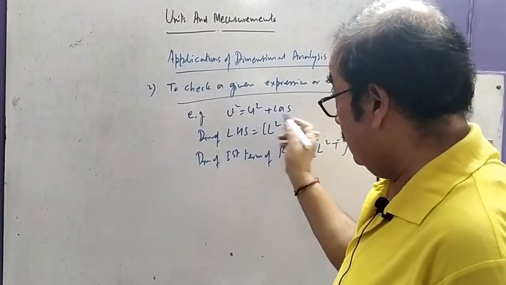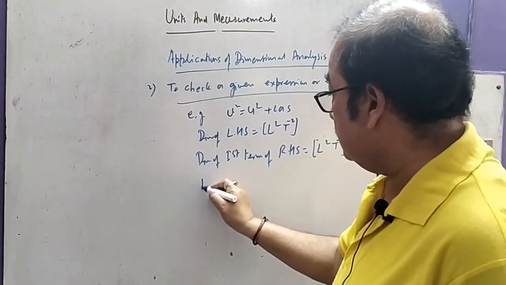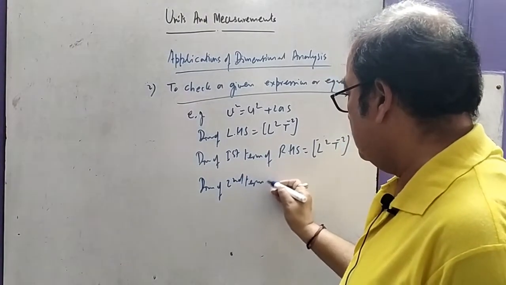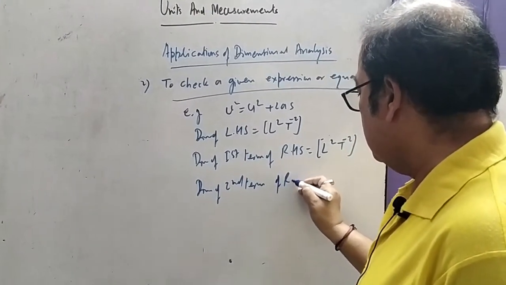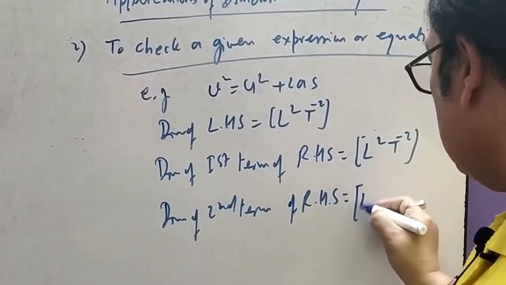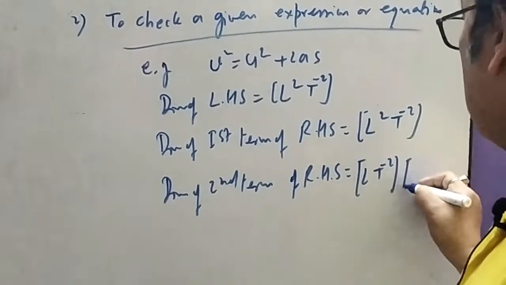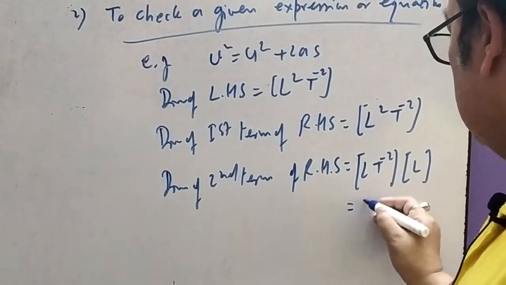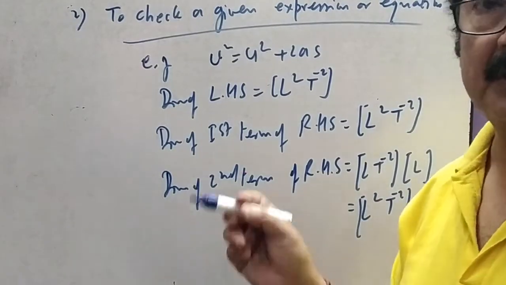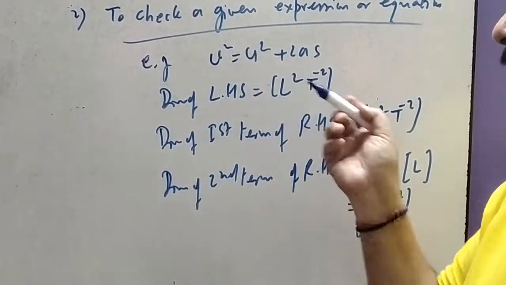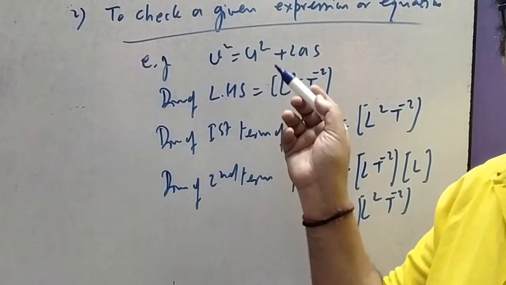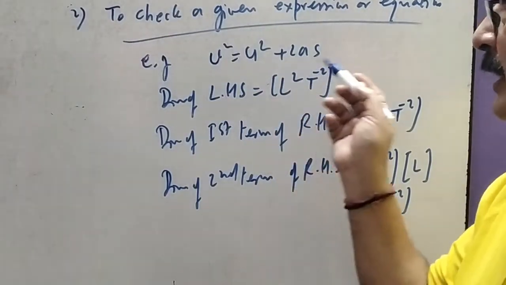Clear? Now the dimension of the second term of the right hand side: dimension of a is LT minus 2 and s is again L. We get ultimately the same thing. You can see that the principle of homogeneity is proved here, and in that way we can say that the dimension of the left hand side is the same as the dimension of each term of the right hand side.